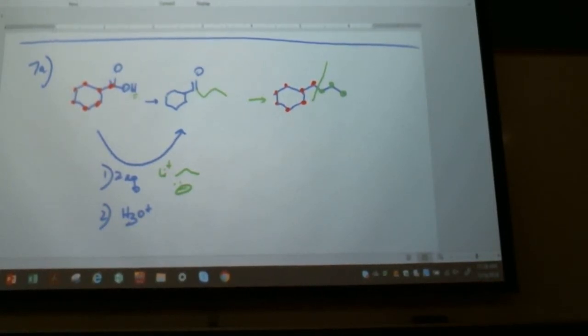And then from that point on, it's just, let's reduce it. Let's say we use Clemmensen reduction or Wolff-Kishner, and that will get you that bond. It is rare that I will give you one of these that's going to be 5, 6 steps. Usually, in a couple of steps, you can get yourself there. I don't mind 5 or 6 steps, but they need to be somewhat logical.